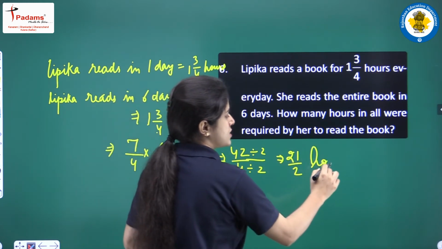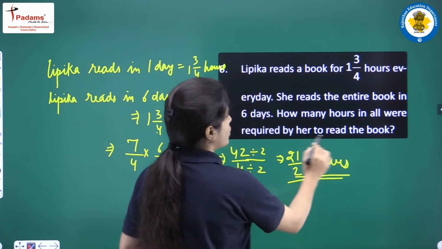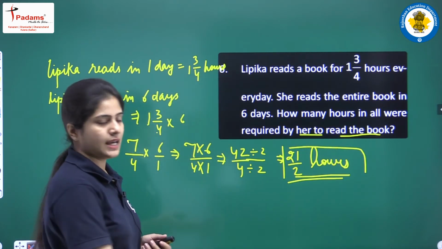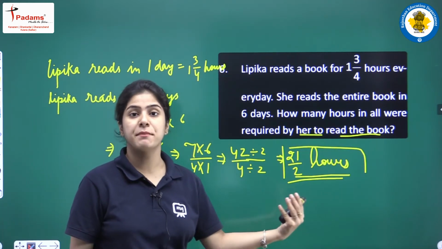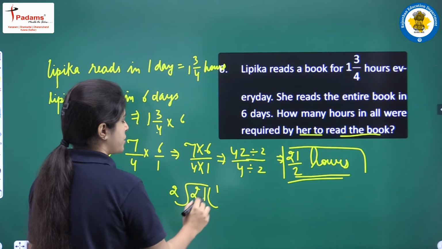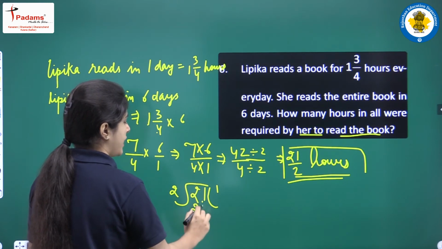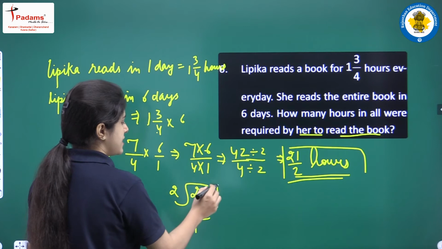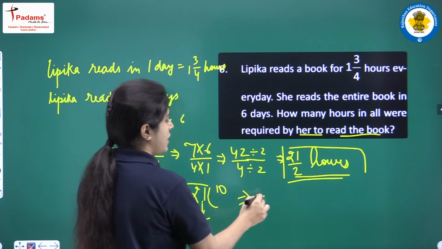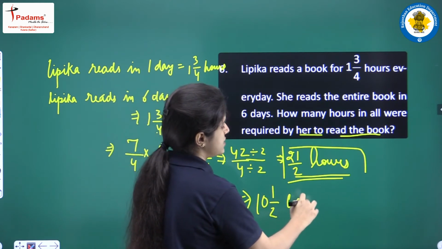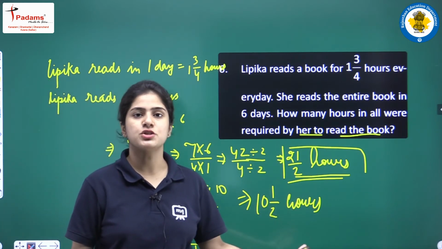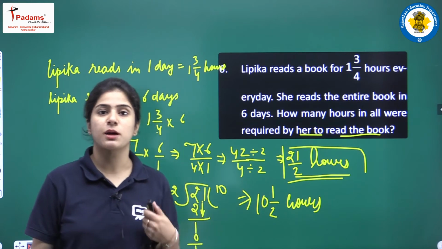So Lipika will read the whole book in 21 upon 2 hours. You can also write this as a mixed fraction. 2 into 10 is 20, and 1 is the remainder. So it is 10 and 1 upon 2 hours. Lipika will complete the book in 10 and 1 upon 2 hours. So this is your question number 6.